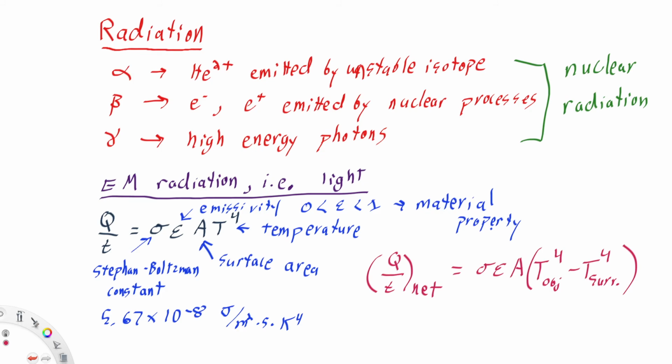So emissivity is how good an object is at giving off radiation, but also how good it is at receiving radiation.